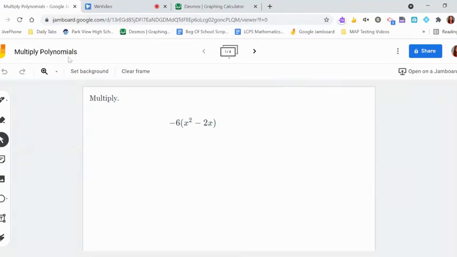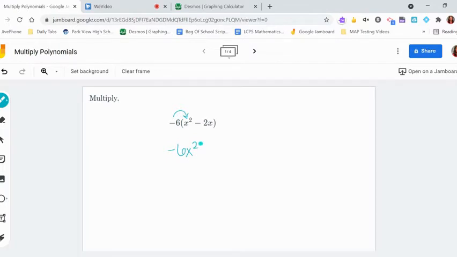Look at multiplying polynomials, okay? The first level of multiplying is really just the distributive property, which we have seen before. When we see parentheses like this, it means multiplication. So I'm going to distribute my -6 to both terms. I'm going to take -6 and multiply it by x squared. Since there's no coefficient, there's really a 1 there, so we can say -6x squared.